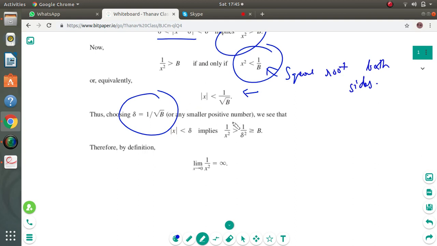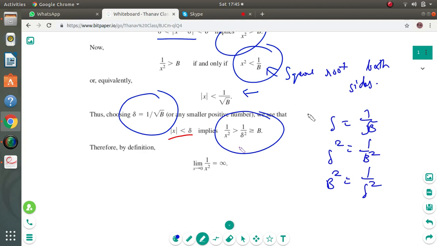It implies 1 by x square is greater than b. Now b is, from here delta is equal to 1 by root b. So square both sides, delta square is equal to 1 by b, or b is 1 by delta square. 1 by x square greater than we have 1 by delta square. So 1 by x square is greater than 1 by delta square, which is greater than or equal to b here.